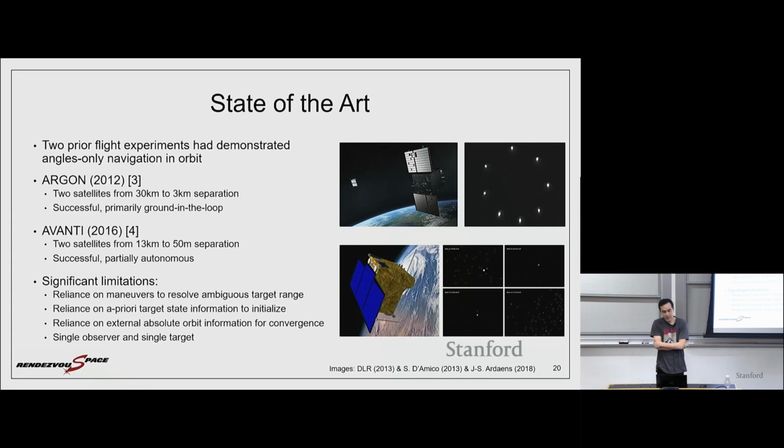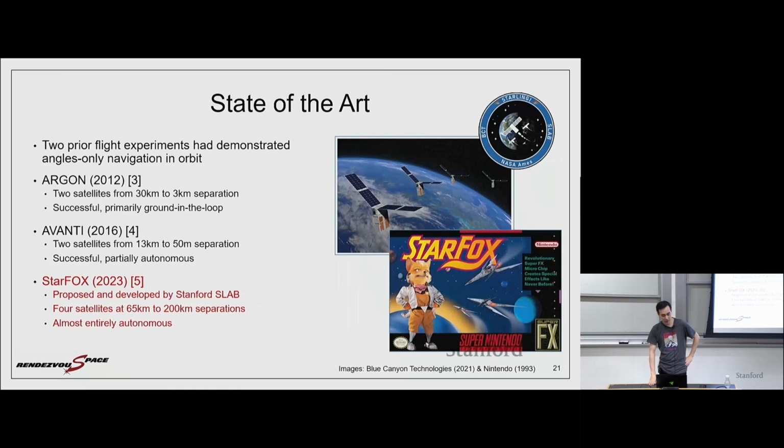So yeah, while these experiments were successful, those kinds of limitations were something we wanted to address through our work at SLAB, which led to the Starling Formation Flying Optical Experiment, or StarFox. This was proposed and developed by the lab, and is now extending angles-only navigation to 4 satellites instead of just 2. In this case, at much larger intersatellite separations of up to 100 kilometers or so, and is also aiming to do navigation almost entirely autonomously.